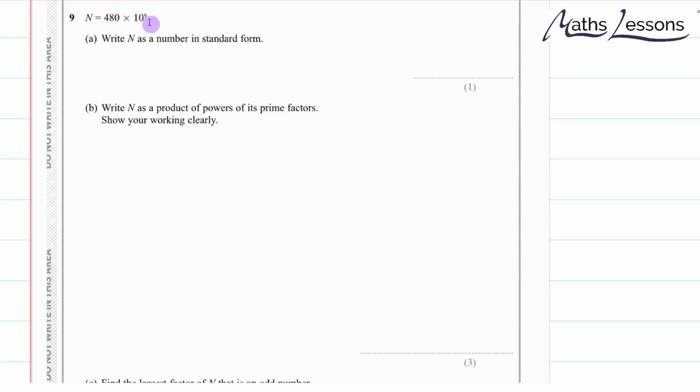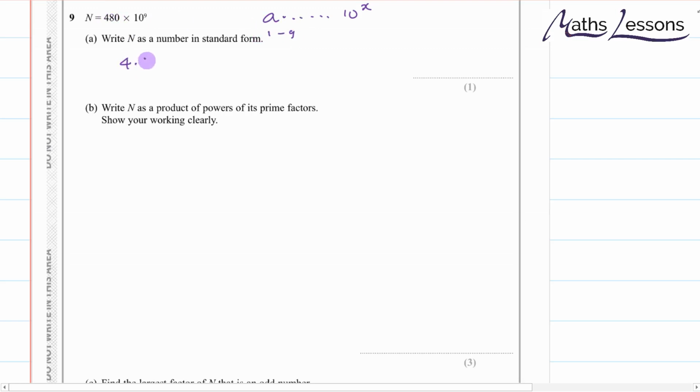Right, we're going to write this number n in standard form. To put numbers in standard form, you've got to have it in the form a point whatever times 10 to the x. And the a must be a digit between 1 and 9, including 1 and 9. It can't have a naught and it can't have 2 digits. It's only a single digit number.